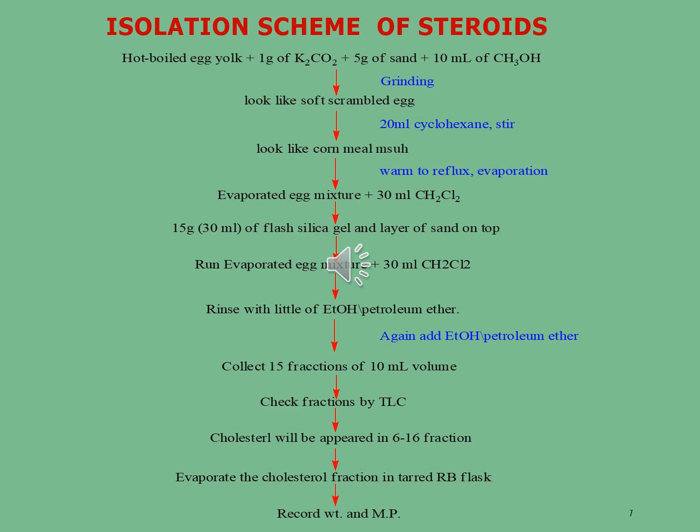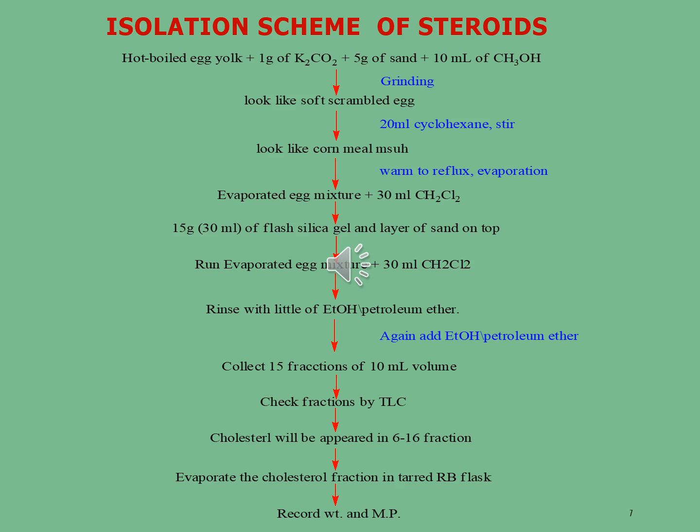Let's see the isolation and purification of steroids. This is the specific method for the extraction and isolation of steroid molecules. In this method, we will take hot boiled egg yolk to which 1 gram of potassium carbonate is added. After that, 5 gram of sand and 10 ml of methanol are added. The whole material is ground and we will get a soft scrambled egg material. To this material, we will add 20 ml of cyclohexane and stir it for some time.